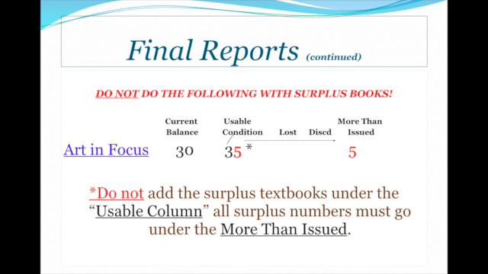Now, just me using my own common sense, this does not make sense to me, because I want to say I have 35 usable books, but you don't want to do that. Just put that as 30 and more than issued is 5, because the program is set up where it adds those books to your usable condition automatically for you.